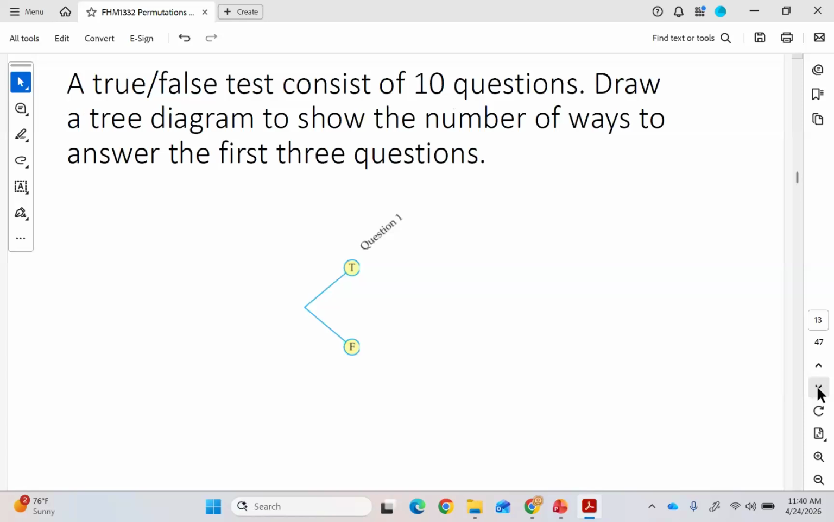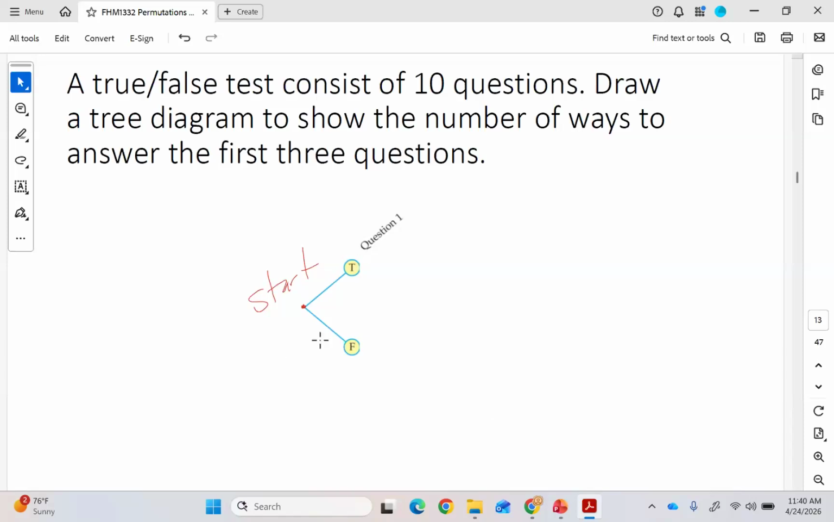So another way of answering these questions is by creating a tree diagram. A tree diagram usually has a start. So we use a point and that is the start. It's kind of like a graph, what we were just talking about before. We're going to use a tree diagram to create all of the possible outcomes in this scenario. It says a true-false test consists of 10 questions. Draw a tree diagram to show the number of ways to answer the first three questions.